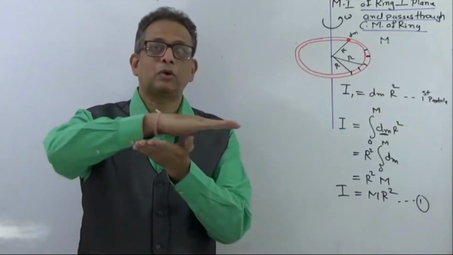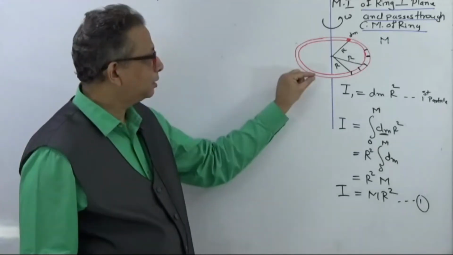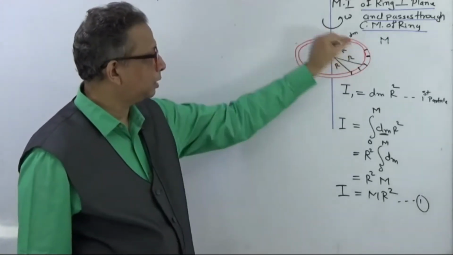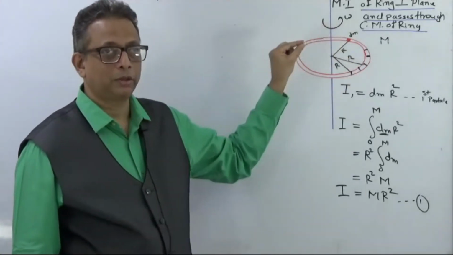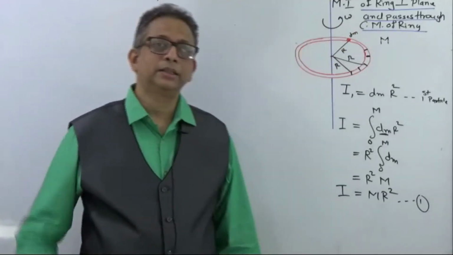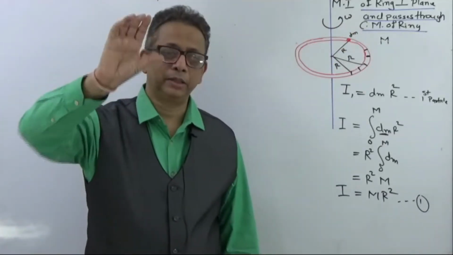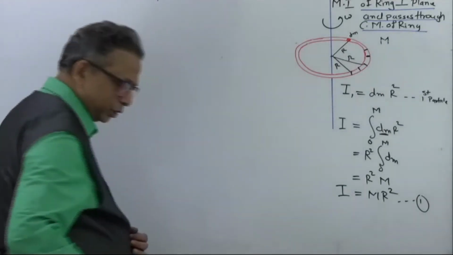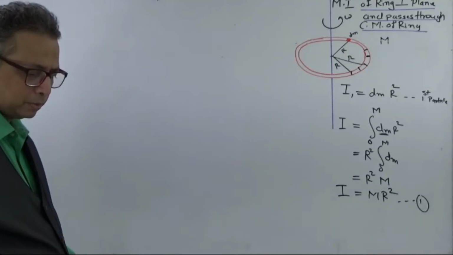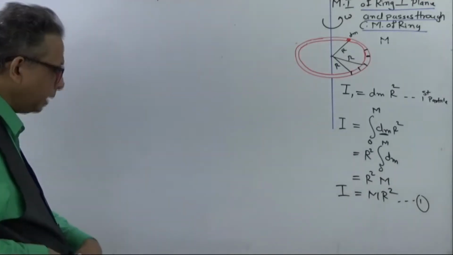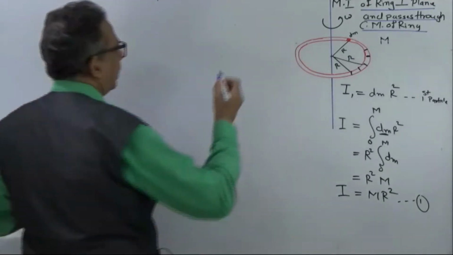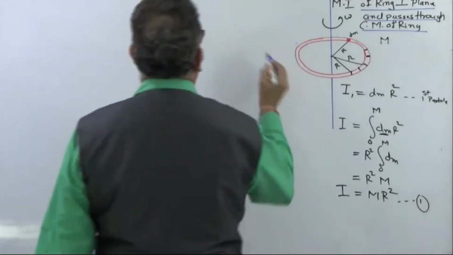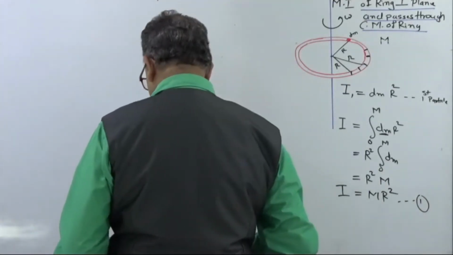A disk is a solid plate, right? This is a tube, no? Ring is a rod which is bent into a circular shape. Disk is a normal solid plate with some thickness t. Okay, the thickness will not matter much. The thickness will not be of much importance, and I will tell you why. So right now we will consider a disk.